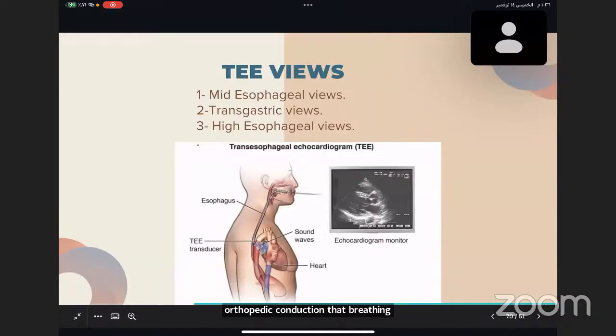Okay, here we can see the transesophageal views. First, mid-esophageal views. Second, transgastric views. Third, high esophageal views.